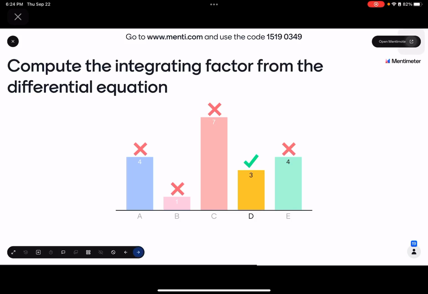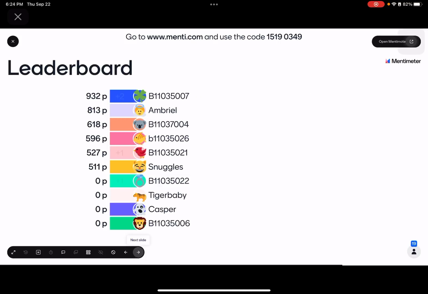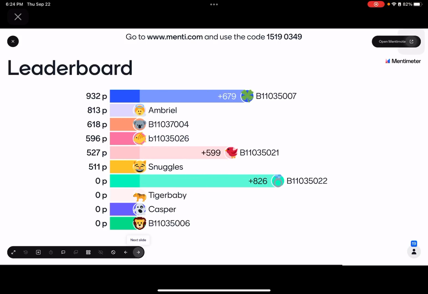Be careful, again, be careful. You have the ln, so e to the ln will cancel out with secant.